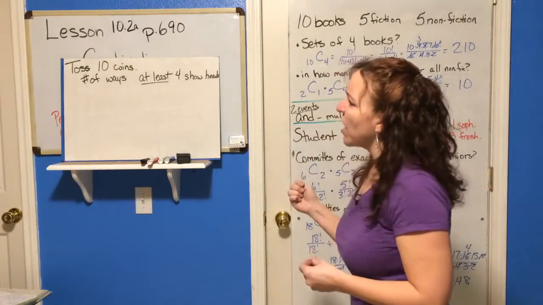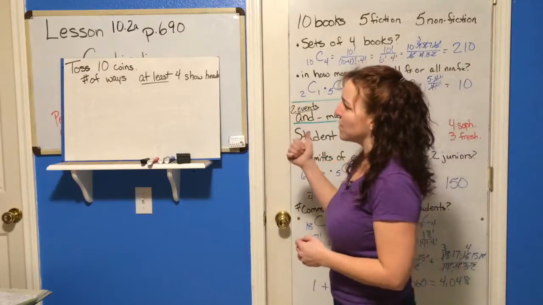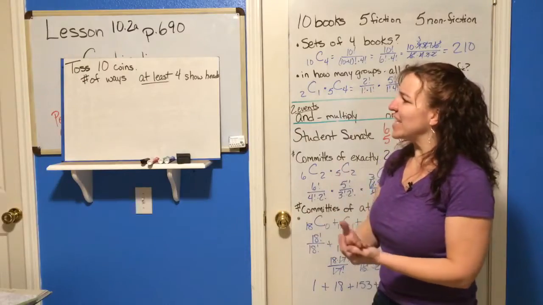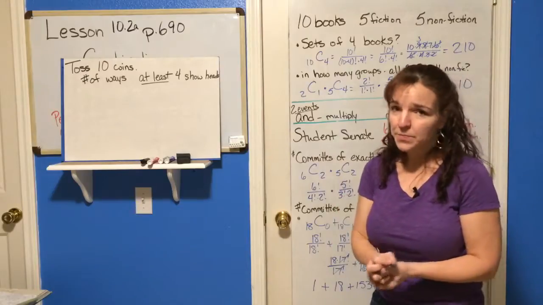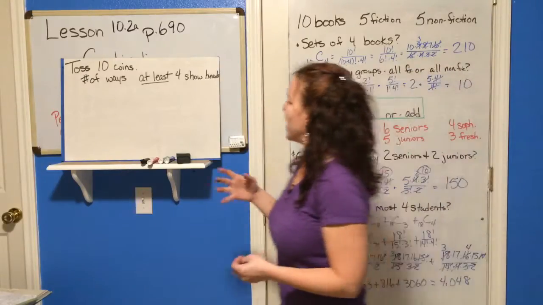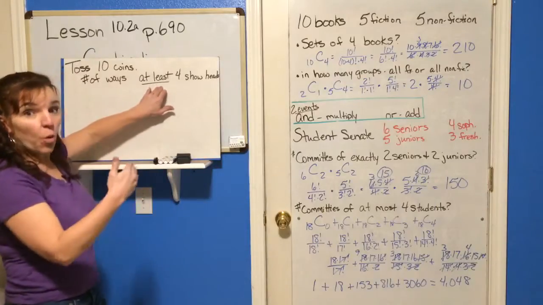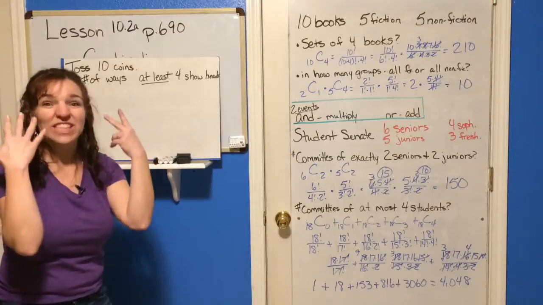So if I'm going to flip a coin, I'm going to toss a coin 10 times. I want to know the number of ways that at least 4 of those coin tosses will show up heads. So in this case, if I want at least 4, so that means we want 4, 5, 6, 7, 8, 9, or 10.